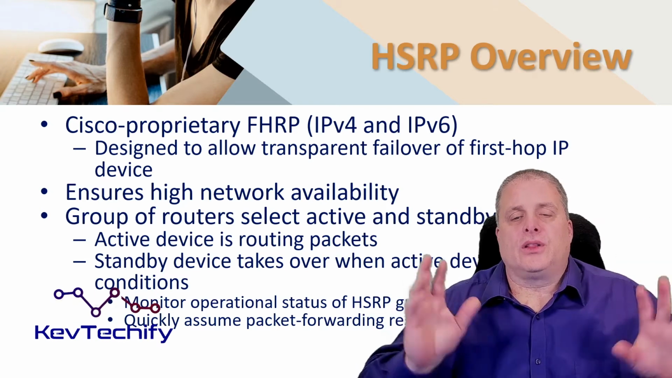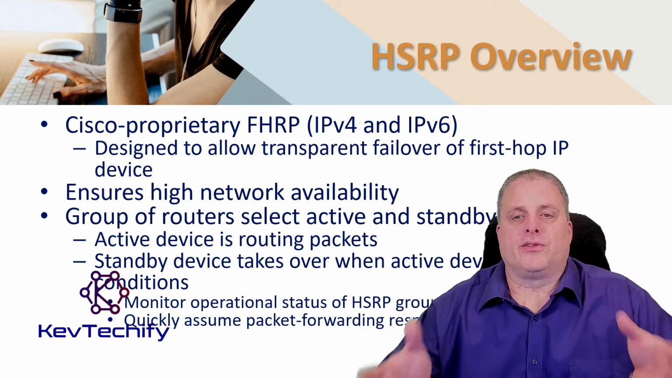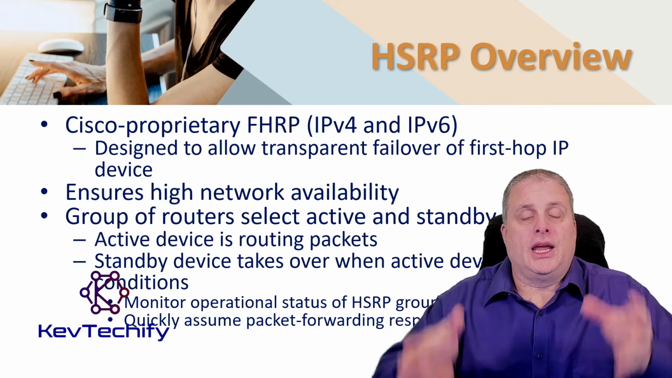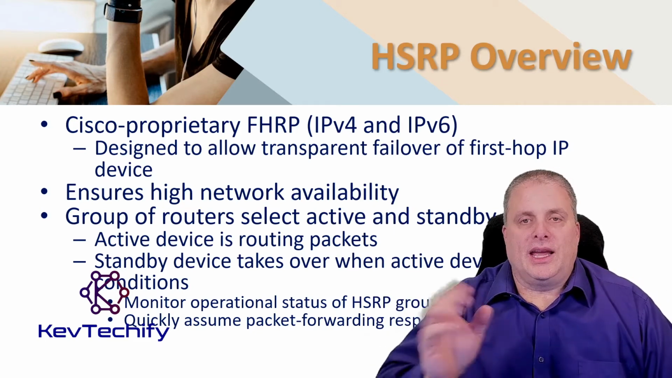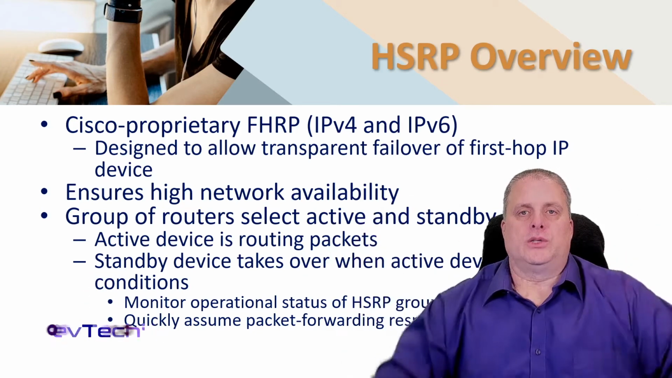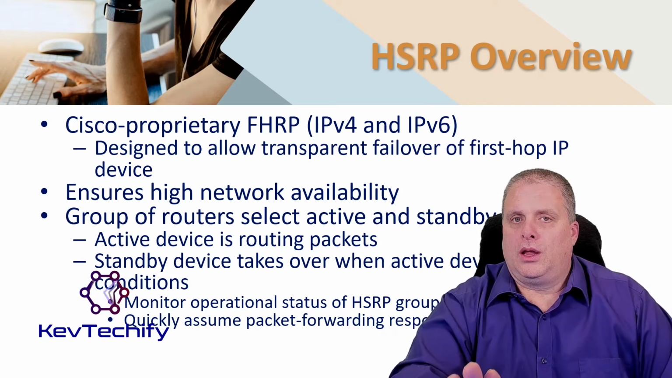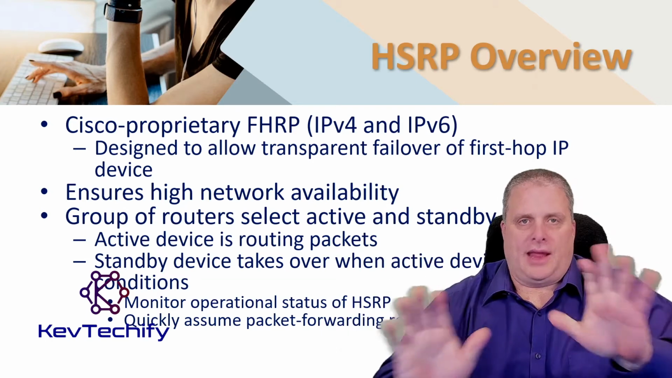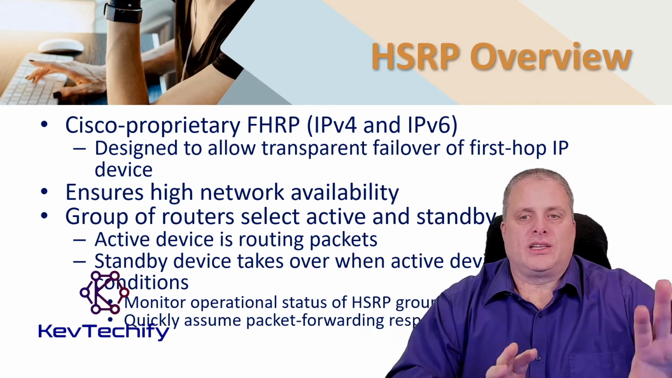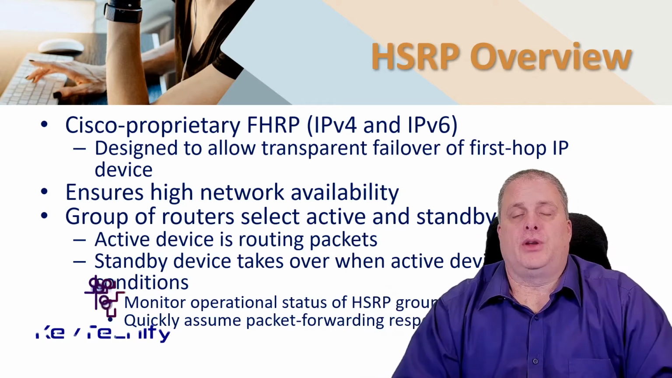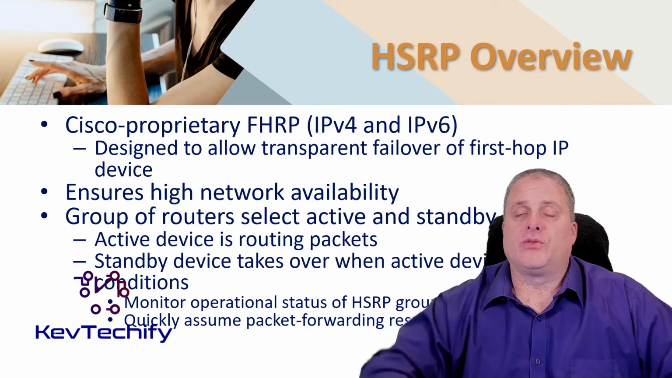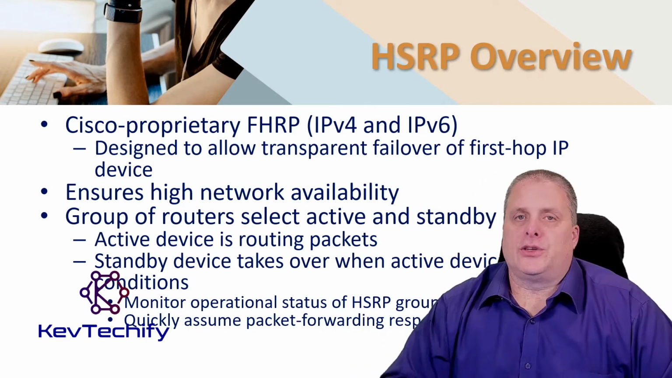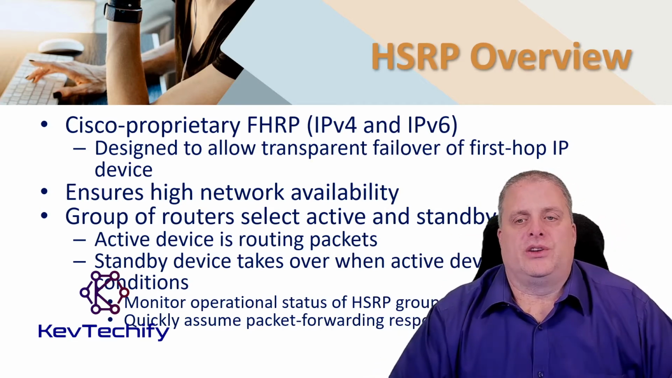It's designed to allow what we call a transparent failover of the first hop IP device. What that means is the end user doesn't know this has happened. All the end user sees is the default gateway and it goes there. Because that default gateway is virtual and HSRP is running in the background between several of your devices, at least two, it's deciding which one's the active, which one's the standby, and is doing that communication. And if the active fails, the standby takes over. The end user doesn't know any of that happened because they're all sending to that virtual IP address that you set as your default gateway.